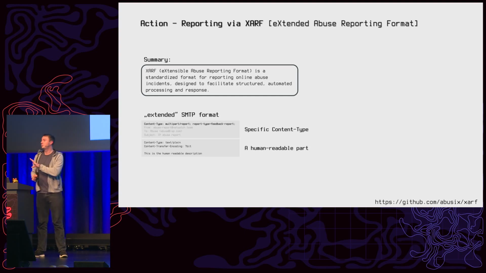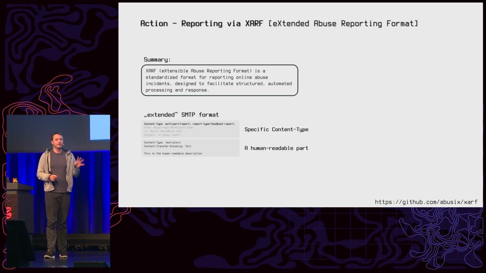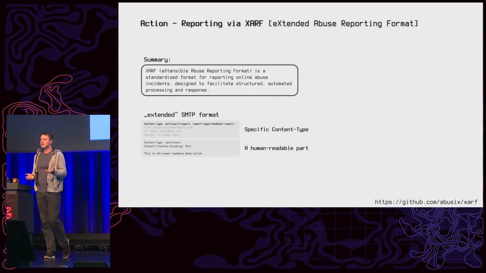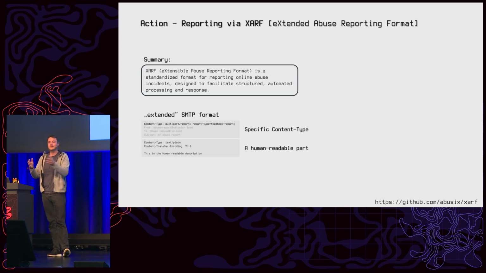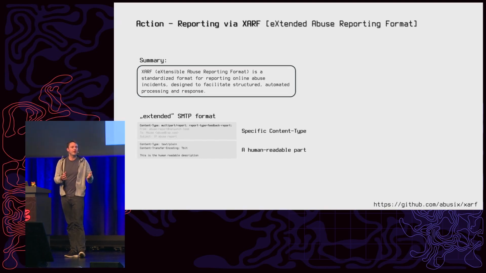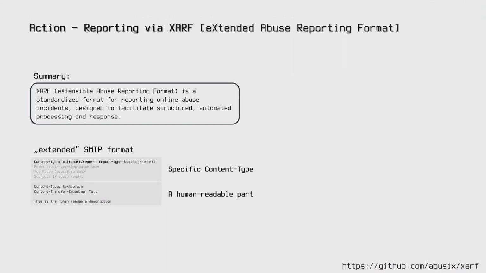Then you add a human-readable part. That's important because obviously not every ISP supports XARF. So you still need some part in the email that is rendered in Outlook for a human to look at in case the ISP doesn't support it.